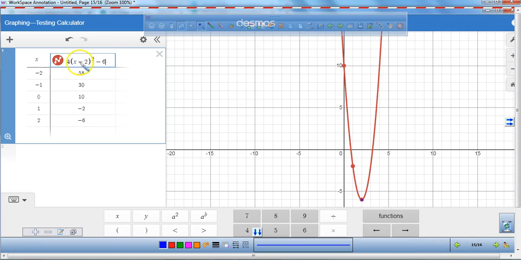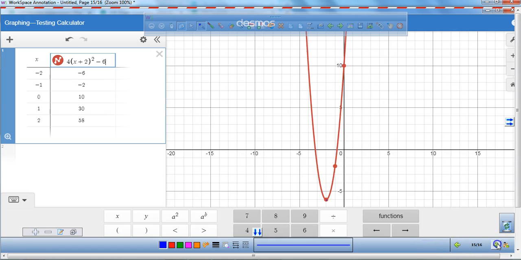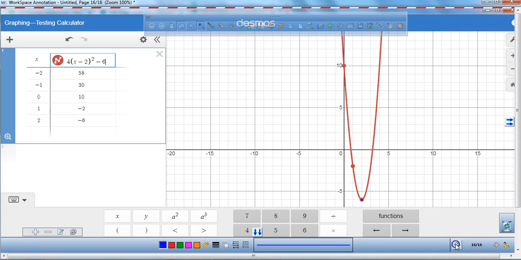But if you have x minus 2, what number would you have to plug in there to make it equal to 0? A positive 2. Okay, so make sure you know the difference between when your vertex is going to be a negative or a positive.